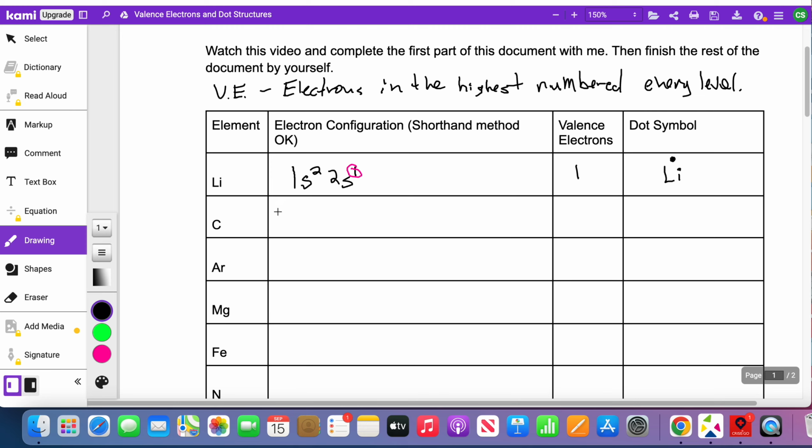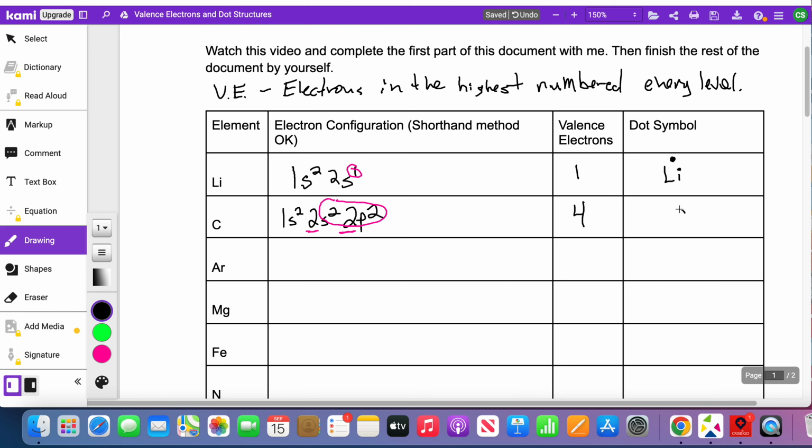All right, so let's go to carbon. Carbon is 1s2, 2s2, 2p2. 2, 4, 6. Carbon's number is 6, so that adds up. Okay, let's get the valence electrons. So first of all, we got to find the highest energy level. Now the energy level is number 2. Remember the big numbers stand for energy level. So we have to add up all the electrons in the highest energy level. So 2 plus 2 is 4. So carbon has 4 valence electrons.